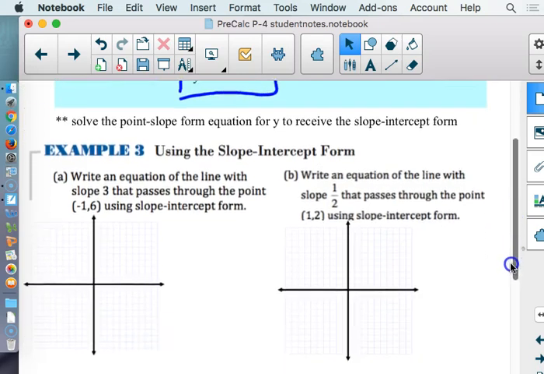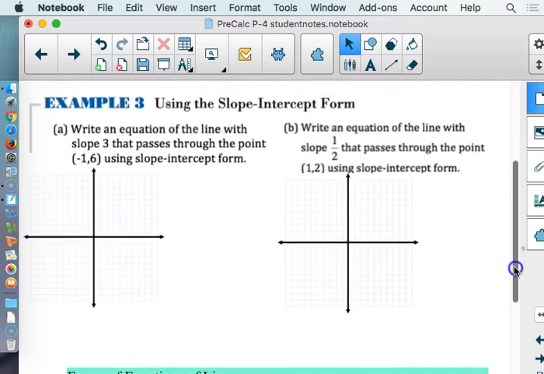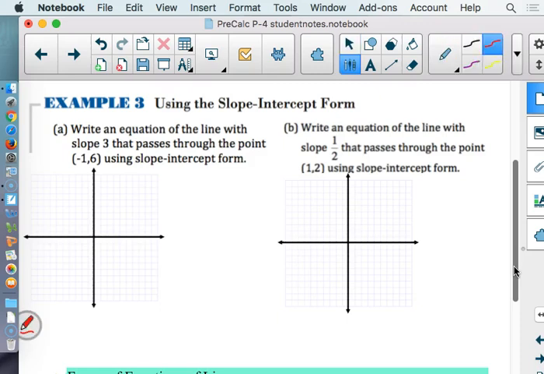So down here it says let's use our slope-intercept form. Write an equation of a line with a slope of 3 that passes through the point -1, 6 using slope-intercept form. And I'm going to do this a little differently than the instructions have it. If I can find m and b very easily and quickly, I'm just going to do y equals mx plus b. So I go to -1, 6. And I hope by using the slope, I'm going to be able to find that y-intercept right away. And then it'll be super easy to write this equation in this line.